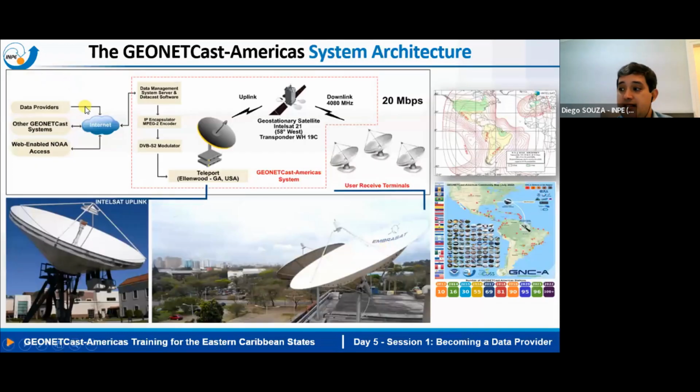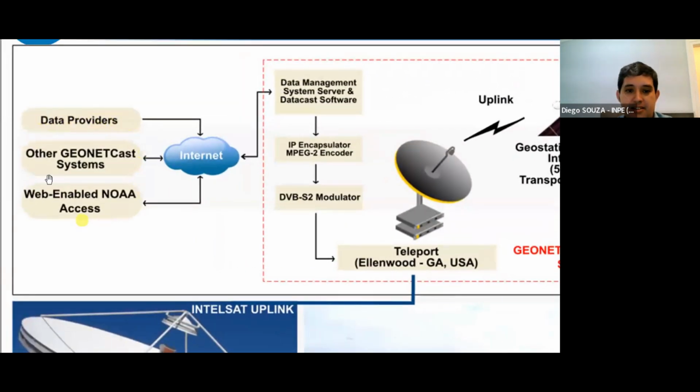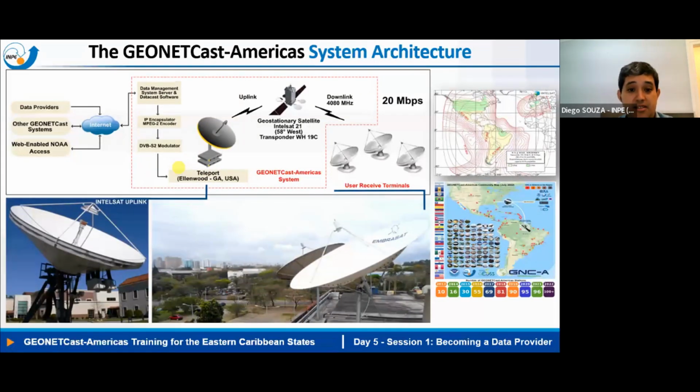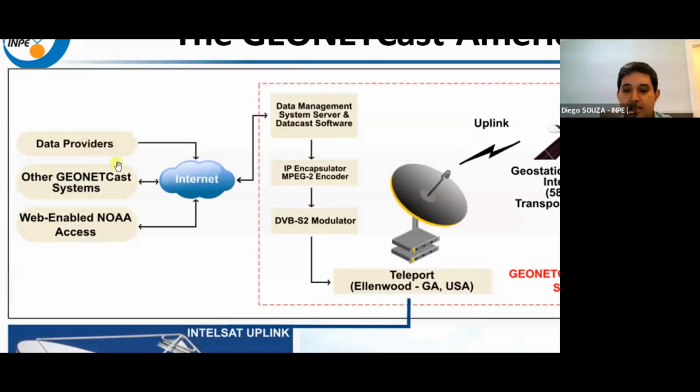And as we have seen, this is the architecture of the system. At the beginning of the upload chain, we have the access from NOAA, the managers of the system. We have other GeoNetcast systems like EUMETCast, for example. And we have the data providers. We currently have 12 data providers. Some of them have been uploading content since the beginning, such as NOAA and MPay, and some joined the team recently, such as Sierra or SIMS. These data providers upload their data to the system using the FTP protocol.